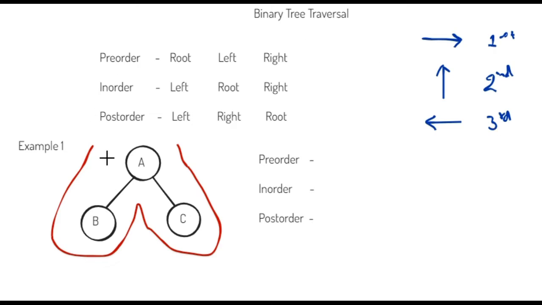We have visited node A for the first time, so the pointer direction will be left to right. So we will add node A in the pre-order list. Now we will move down. So we have visited node B. Since we have visited node B for the first time, the pointer direction will be left to right. So we will add node B in the pre-order list.